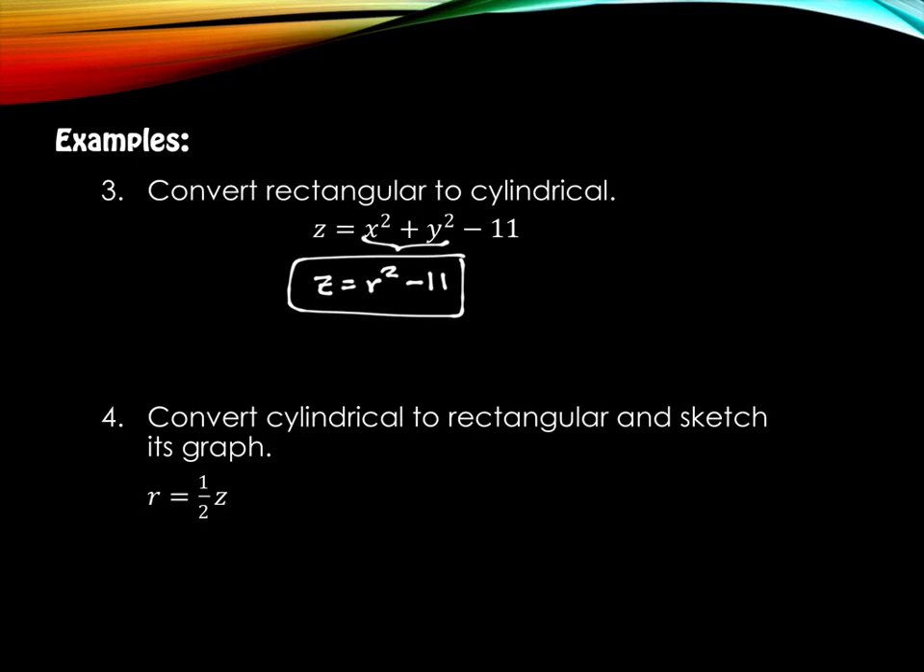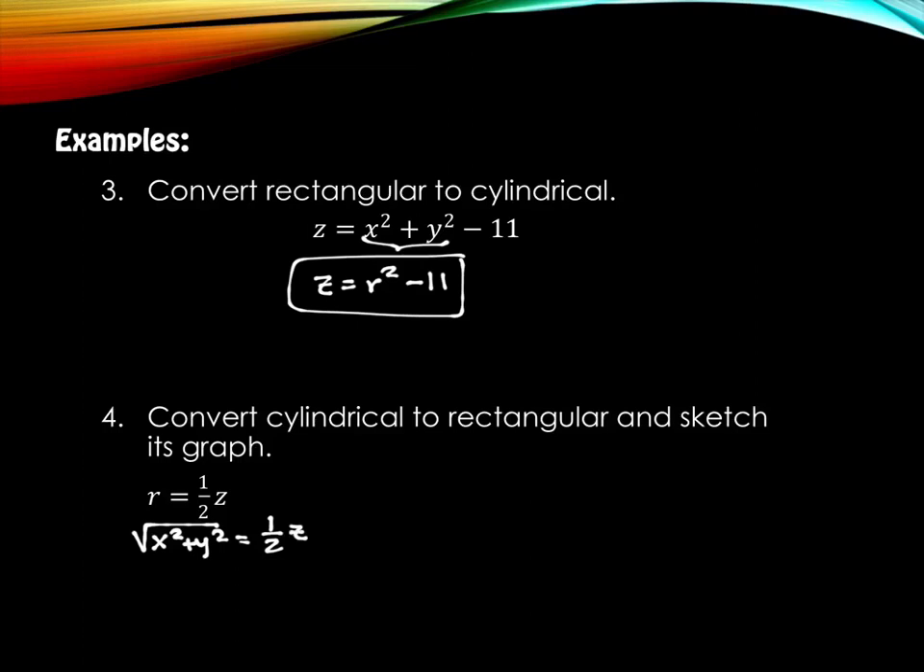So first, we have an equation that's r equals 1/2 z, and we want to turn it into rectangular coordinates. So I need the r to be replaced by something with x's or y's. What thoughts do you have? Square root of x squared plus y squared. It's a good place to start. Square root of x squared plus y squared, so this is equaling 1/2 z.